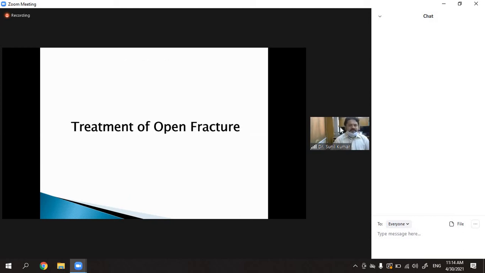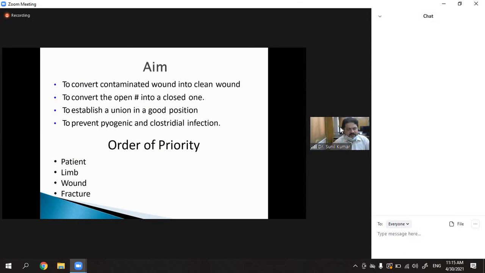Treatment of open fractures. As we know, after the classification of the open fractures according to the Gustilo Anderson classification, we have to plan for the management. In the treatment plan for open fracture, our aim will be to convert a contaminated wound into a clean wound. That will be the first aim.